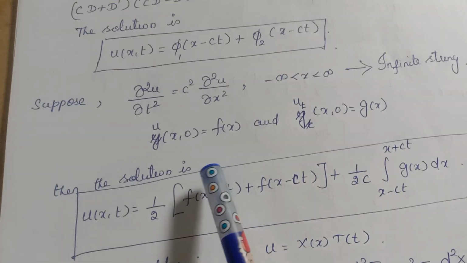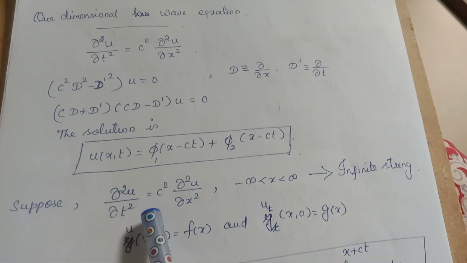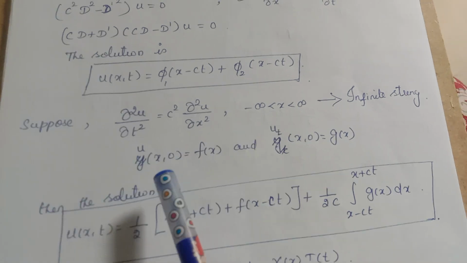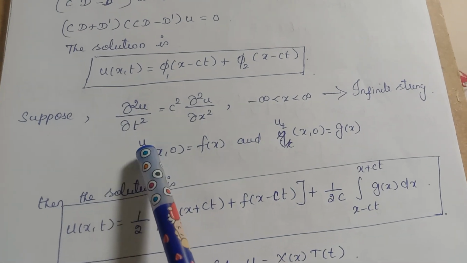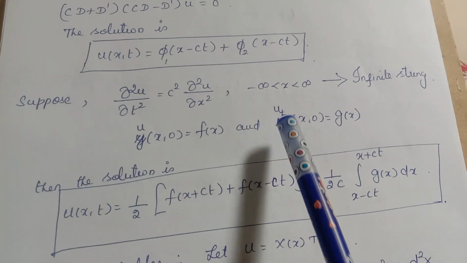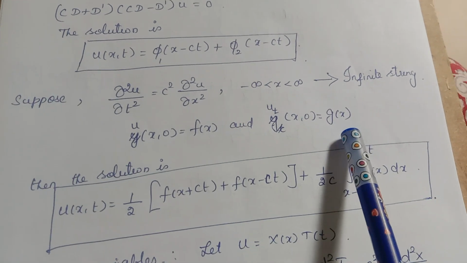The next case is the same wave equation with the infinite string, and the initial conditions are given. That is, initially the value of u of x comma 0 is equal to f of x, and the velocity u t of x comma 0 equal to g of x.